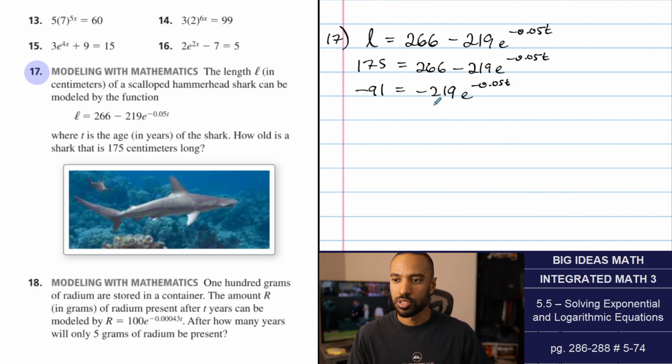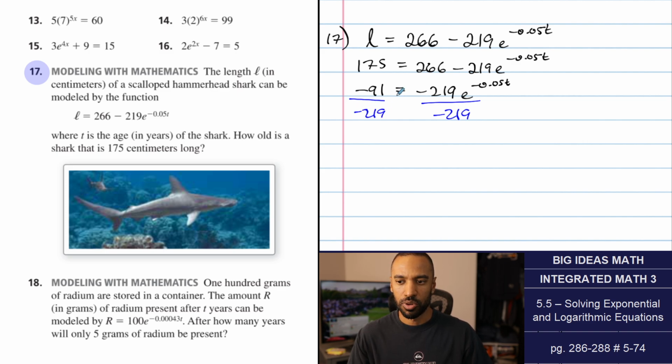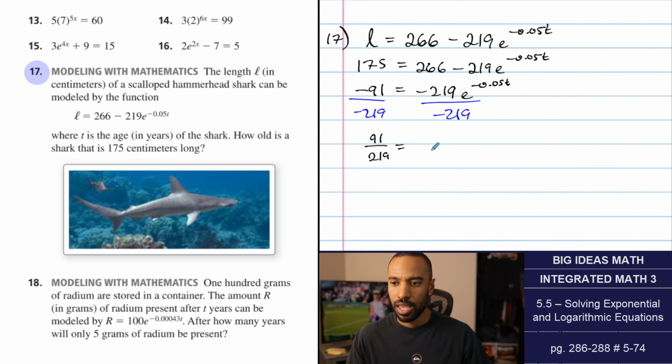We're now going to divide both sides by negative 219. Now, I doubt that these things are an exact good decimal, and I also doubt that they reduce at all. Let's check on that, and I need the number anyway. Negative divided by negative is a positive, undoubtedly a poor decimal, and also not a fraction that reduces. So I'm not going to write a rounded one. I'm going to rewrite it as 91 over 219, but positive. And this is e to the negative 0.05t.